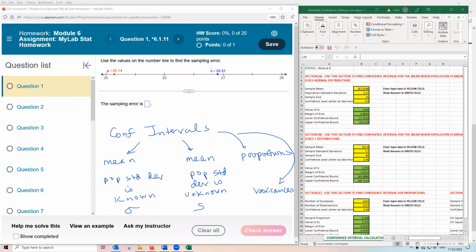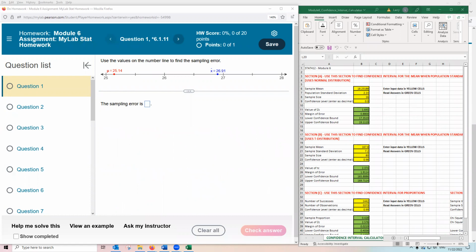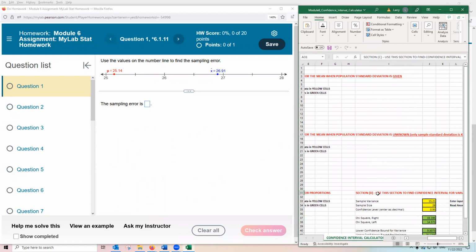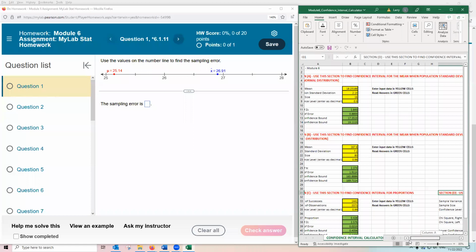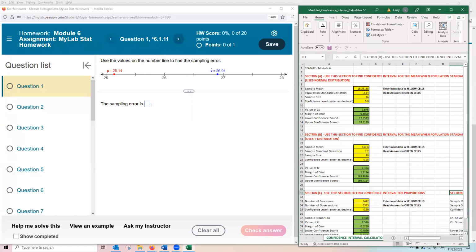And if you notice, there'll be 4 sections in this Excel spreadsheet to cover those 4 scenarios. So there's a section A, there's a section B, a section C, and if I scroll over a little bit, there's a section D. And this spreadsheet is posted in course announcements. And so let's go through some examples to see how to use this calculator and also talk about the theory behind these confidence intervals. All right, well, let's take a look at this first example.